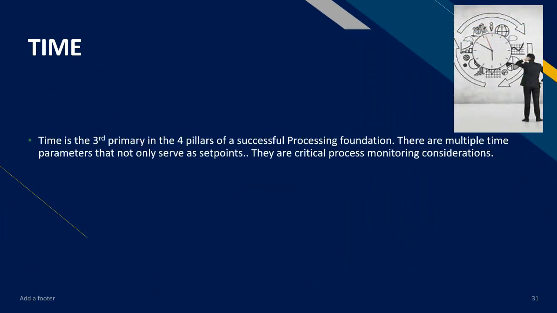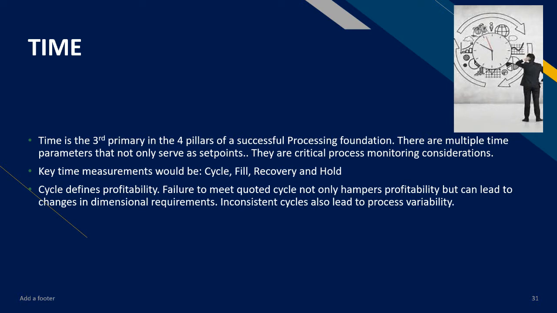Time is the third primary in the 4 pillars of a successful processing foundation. There are multiple time parameters that not only serve as set points, they are critical process monitoring considerations. Key time measurements would be cycle, fill, recovery, and hold. Cycle defines profitability. Failure to meet quoted cycle not only hampers profitability, it can also lead to changes in dimensional requirements. Inconsistent cycles also lead to process variability.